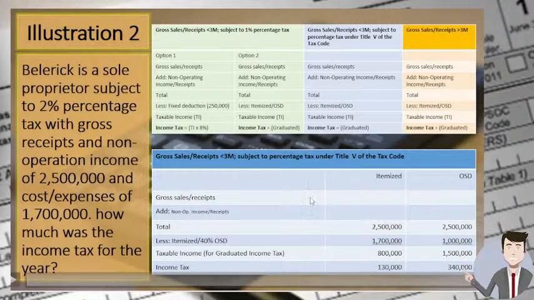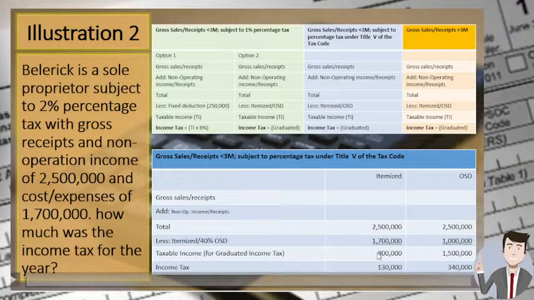Okay, so Mr. Belleric's gross sales and receipts as well as his non-operating income are not identifiable separately, because they are already combined at 2.5 million. So we have your total of 2,500,000 for both computations, both columns, less itemized deduction. So it is given in the problem, 1.7.